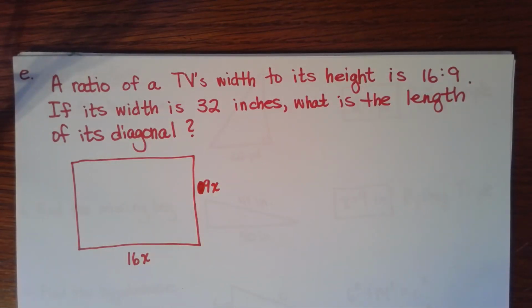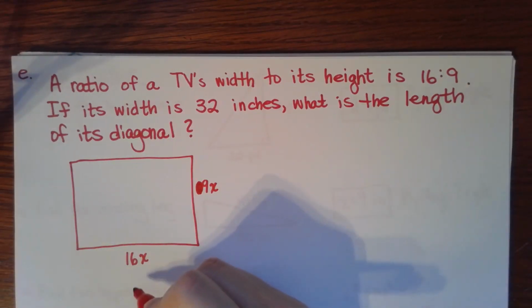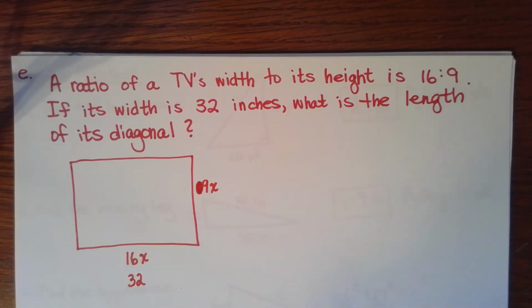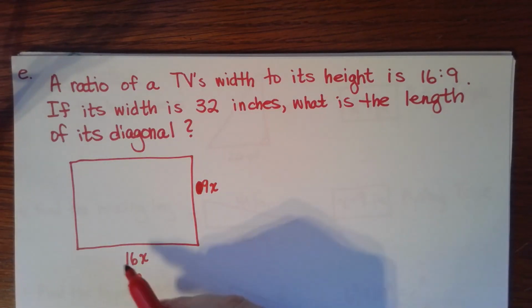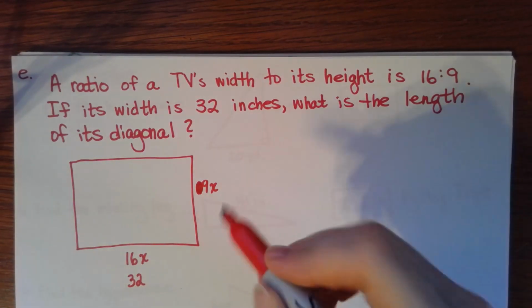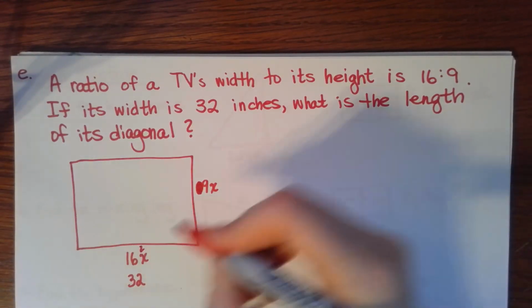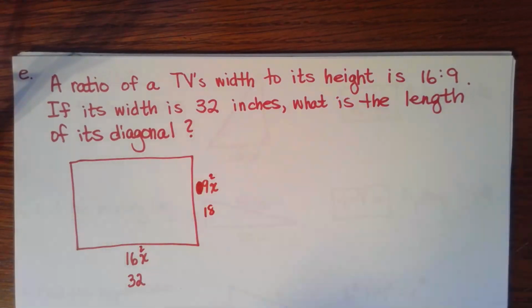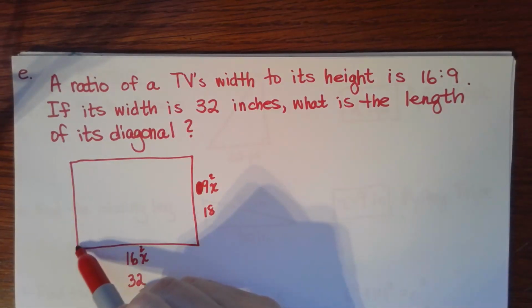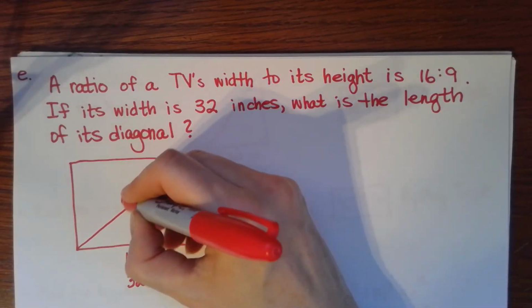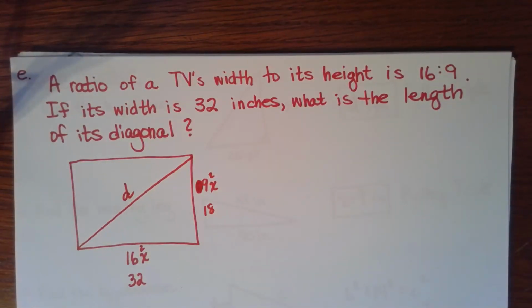Okay, so the width is 32. So if this is 32, well, this is 16x to 9x. That means that this one has got to be 18, right? This x is 2, so this is 18. And we want to know what the length of the diagonal is. I'll call this D for diagonal.